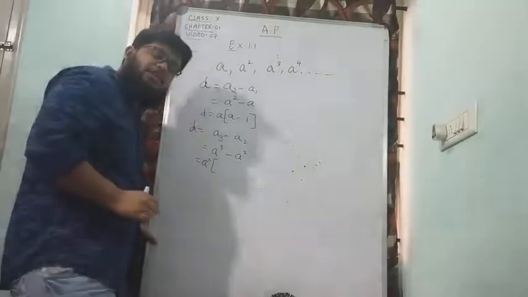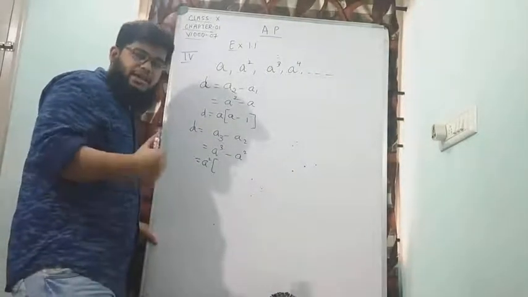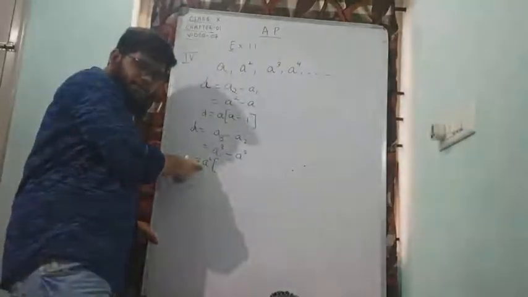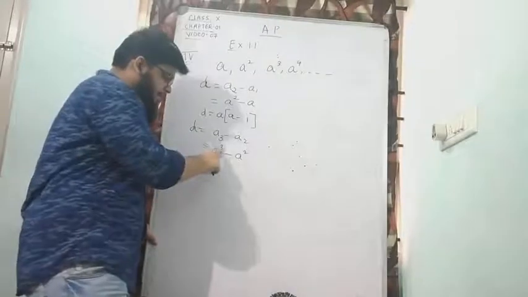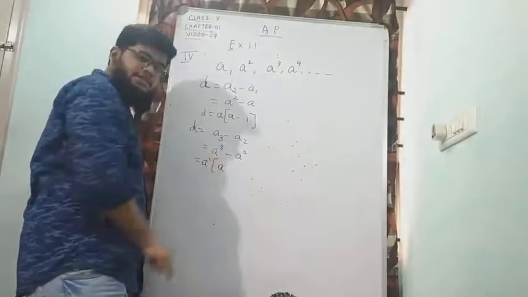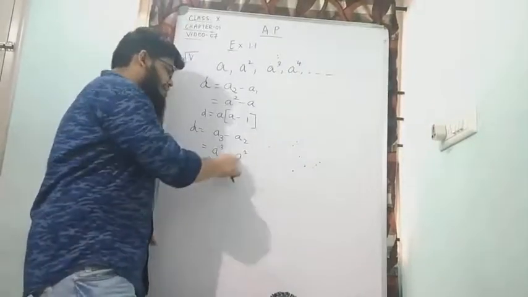A cube means A is multiplied how many times? 3 times. A into A into A. That means 2 times I have already taken out A square. 1 more time will be remaining in cube. Right? So A square into A will give us A cube minus A square.